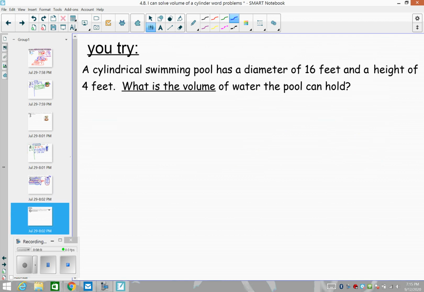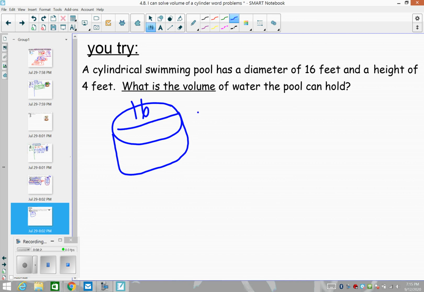And the last question of the day. A cylindrical swimming pool has a diameter of 16 feet and a height of 4 feet. What is the volume of the pool? So you have this cylindrical pool. It has a diameter of 16 feet and it has a height of 4 feet. What's the volume of the pool?